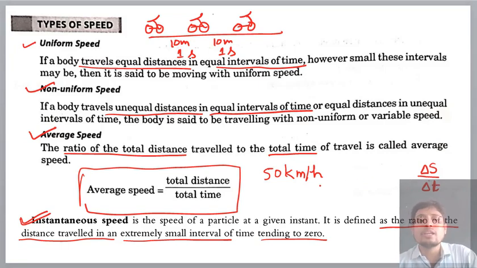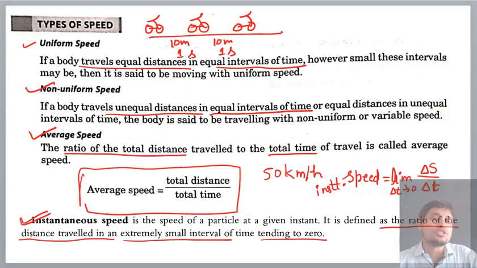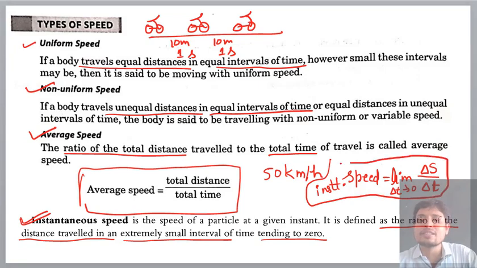Then the instantaneous speed is represented by del S upon del T, and we have to show del T is a very small interval. So we will write here limit del T tends to 0, means this interval is very small, tending to 0. So this is the representation of the instantaneous speed. Okay, move to the next topic.